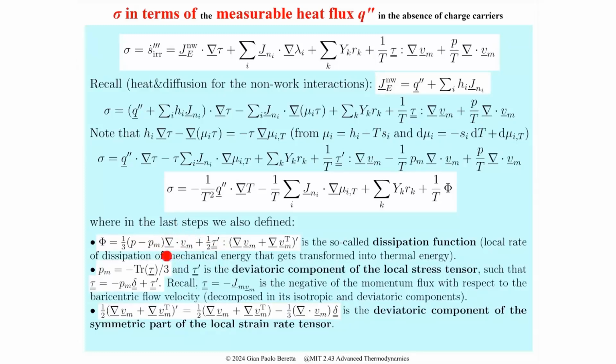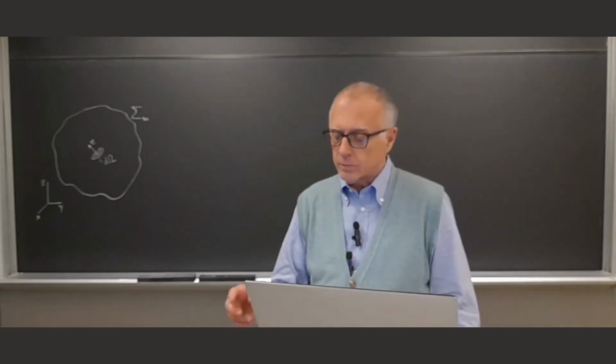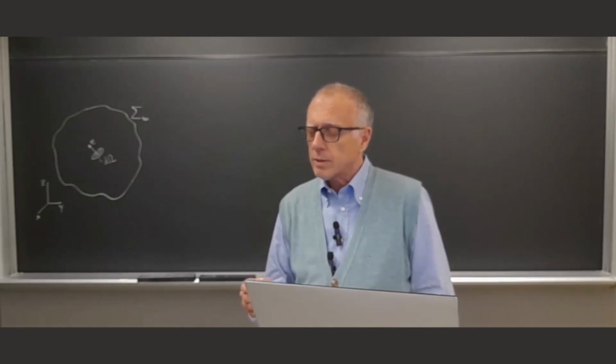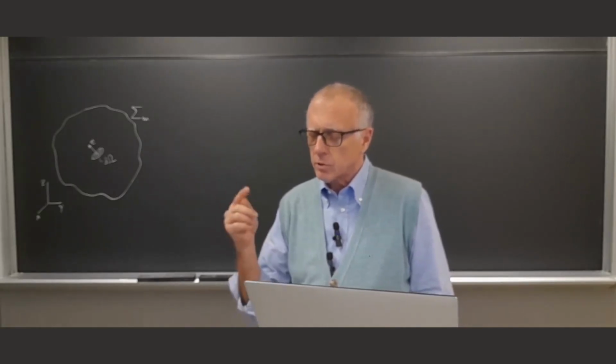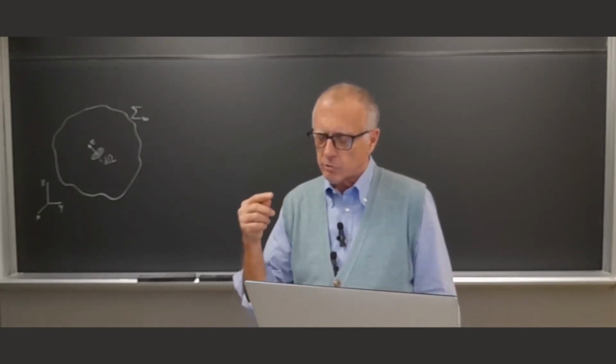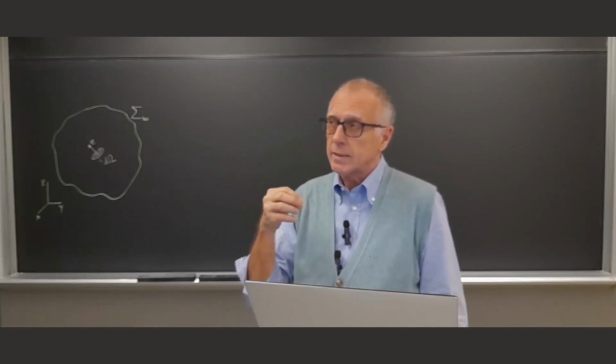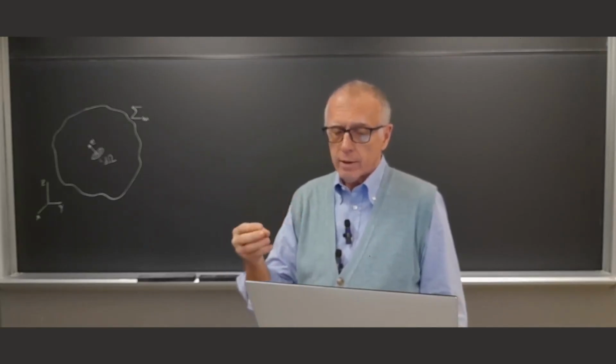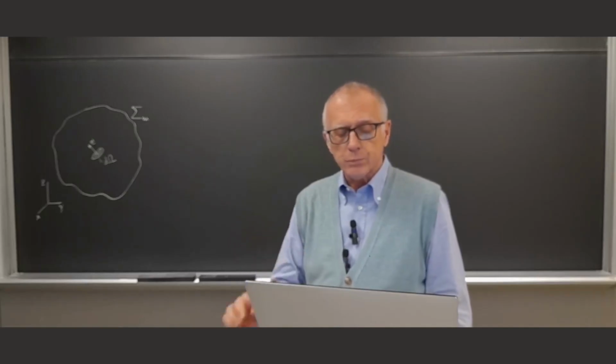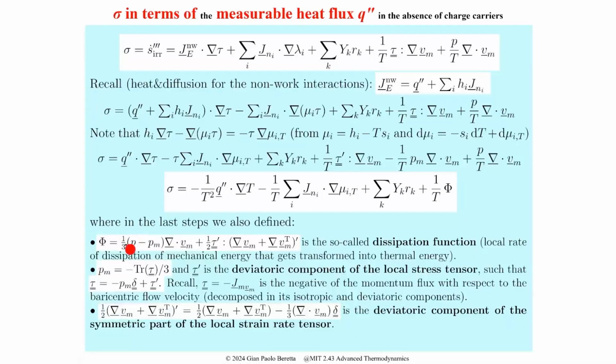But then there is also this one. The divergence of velocity, which, as we said, is the rate of change of volume as you follow the fluid element. That is also an affinity for a dissipation, for which the flux is given by this difference between the thermodynamic pressure and the mechanical pressure.